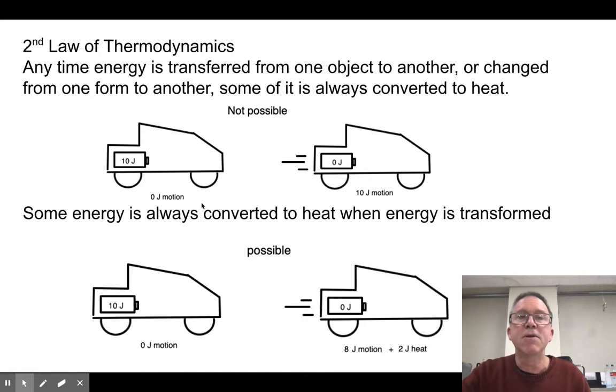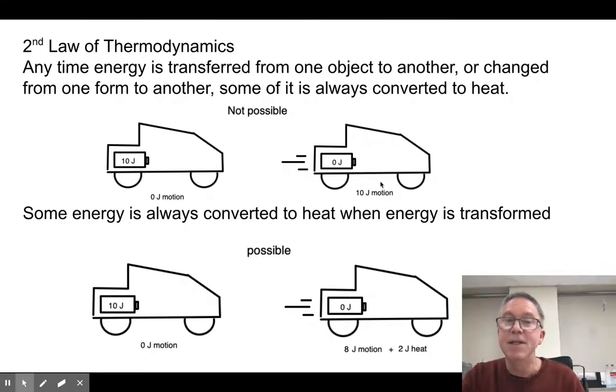So this first diagram I drew here is just not possible. You can't start off with 10 joules of energy stored in a battery of a toy car that's not moving and end up with 10 joules of energy in the car moving and no joules of energy in that battery, because some of it is always going to end up as heat. This is not possible. We would call this 100% efficiency. My target energy was motion, and I turned all of this into what I wanted. Never going to happen.